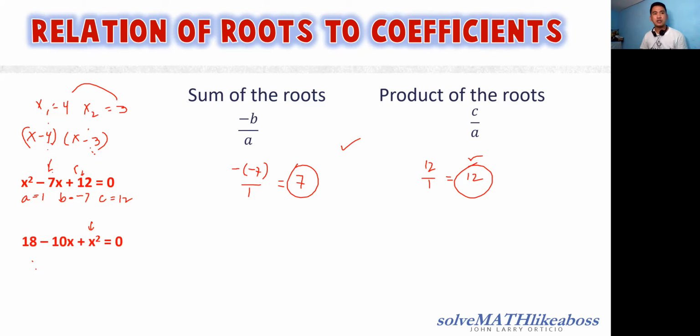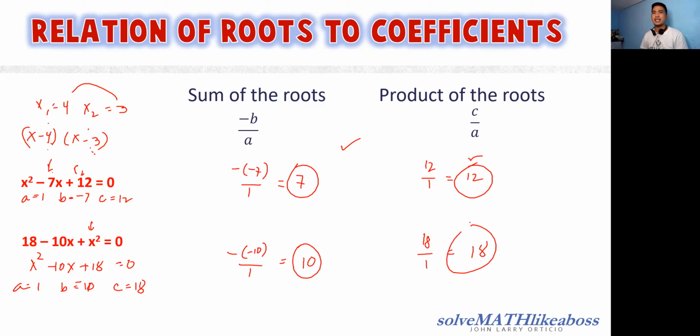So, pwede nating rearrange. So, magiging x squared minus 10x plus 18 is equal to 0. Ni-rearrange ko lang. Okay? Hindi ko binagong sign kasi hindi naman sila tumawid ng equal sign. Nag-jumbo lang sila doon sa left side. So, from this, we can say that A is 1, B is negative 10, and C is 18. Now, to get the sum of the roots, we have negative of negative 10 over 1, so that's 10, and the product is 18 over 1, so that's going to be 18. So, that's how you get the sum and product of the roots.